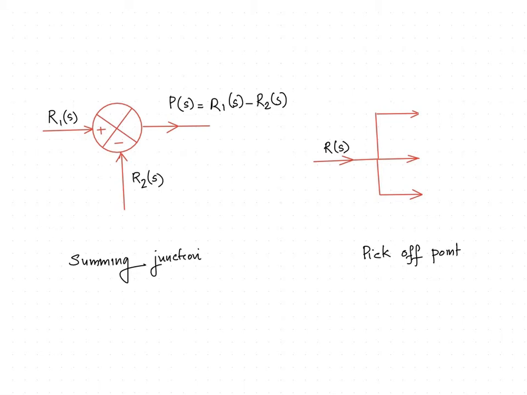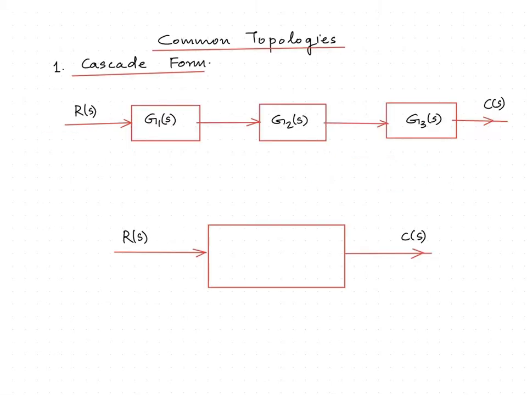Next we have a pick-off point. A pick-off point is one in which the signal is taken so that a new parallel path can be formed. So in this case, this represents a pick-off point, which means the signal R(S) is divided into three parts. Each path represents a signal R(S). These are some of the common topologies in block diagrams.